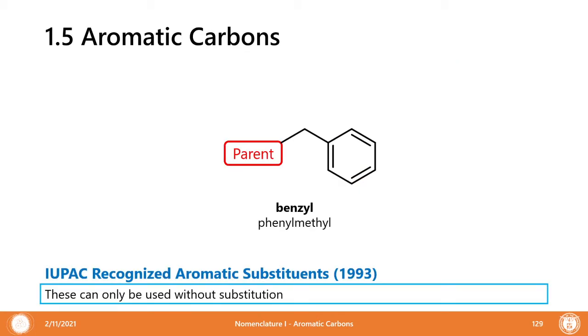So there are also IUPAC recognized aromatic substituents. This is benzyl. Okay, so it's phenyl methyl, and it can only be used without substitution. The difference between phenyl and benzyl is that phenyl has the sp2 carbon directly connected to the parent chain, but in benzyl we have a CH2 group or a carbon group bridging the parent chain and the benzene ring. Okay.